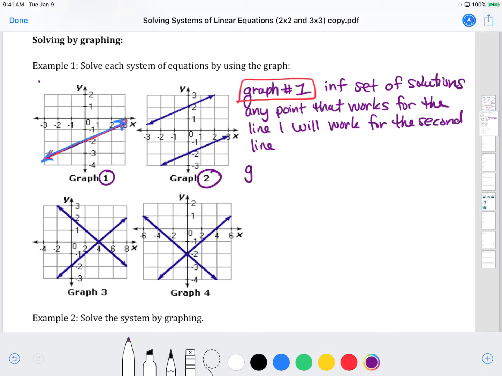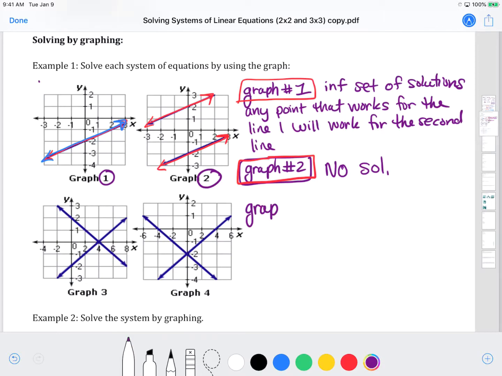Graph number 2. This also is a special case. These are parallel lines. Parallel lines never cross. And if they never cross, they never intersect, which means they never have any ordered pairs in common. So in graph number 2, this is going to be no solution.